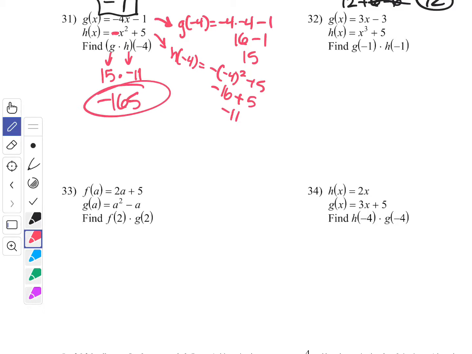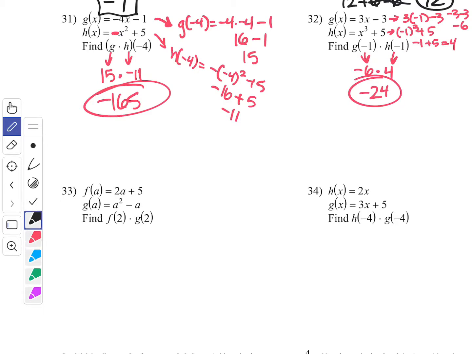Okay. 32, same idea. Putting in negative 1. 3 times negative 1 minus 3. 3 times negative 1 is negative 3. Minus 3 is negative 6. So g of negative 1 is negative 6. Then h, negative 1 cubed, plus 5. Negative 1 cubed is still negative 1. Plus 5 gives us 4. So we've got a positive 4. Negative 6 times positive 4 is negative 24.